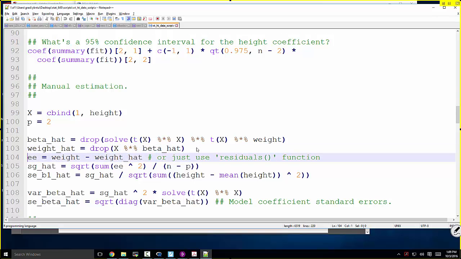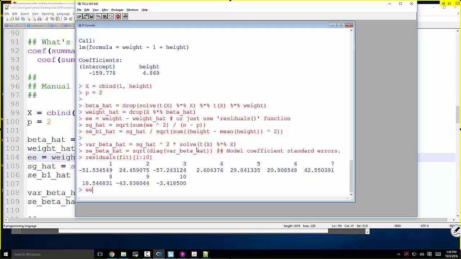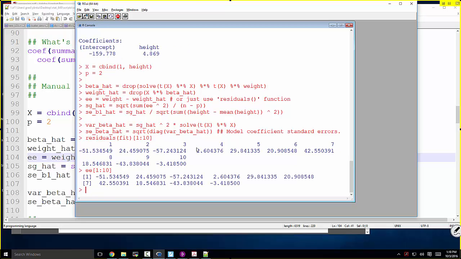My residuals would then be the difference between true weight and fitted weight. We can also get that by just saying residuals of fit. Here's the first 10 of them, and here's the first 10 that I calculated my own way. They're exactly the same.